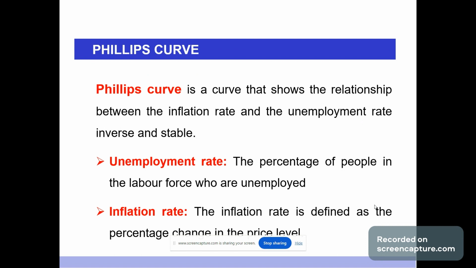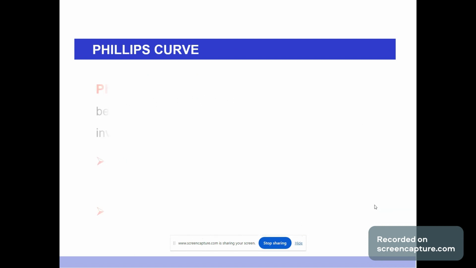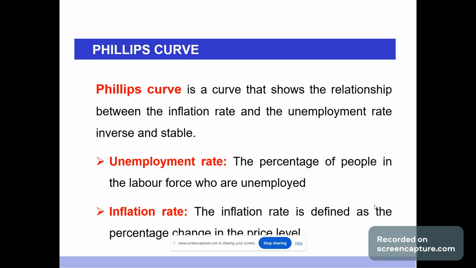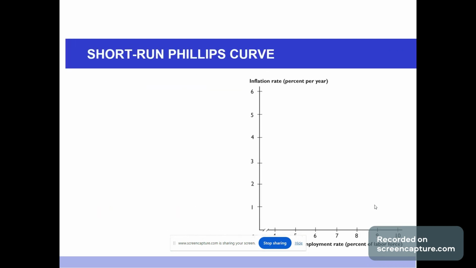What is the labor force? The labor force is the working age group population who also have the skill and desire to work. Then what is the inflation rate? The inflation rate is the percentage change in the price. And in India, we have the quarterly report from the Government of India on the consumer price index and also the wholesale price index. In the next slide, we will see the graphical presentation of the Phillips curve.